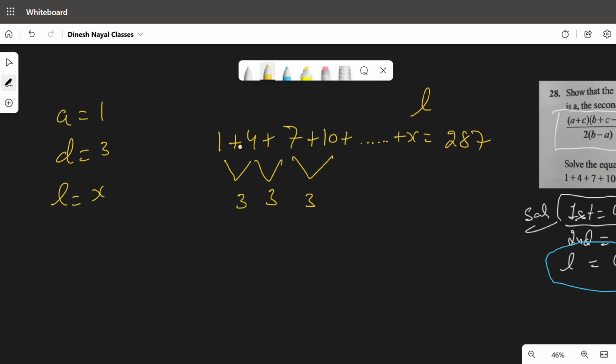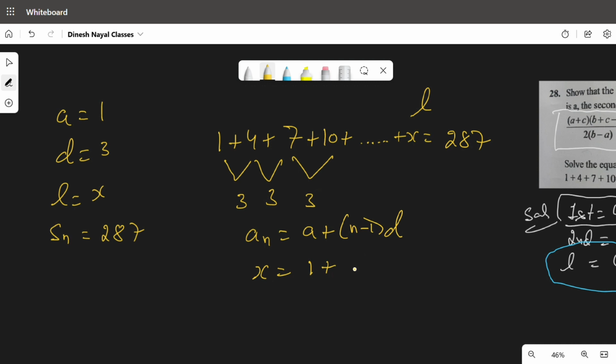So what do you have to do? The sum of all these terms equals 287. I have written the values: Sn is actually 287. Now let's talk about the nth term. We know the formula an equals a plus n minus 1 into d. So what is an? an is x, equals a, which is 1, plus n minus 1.